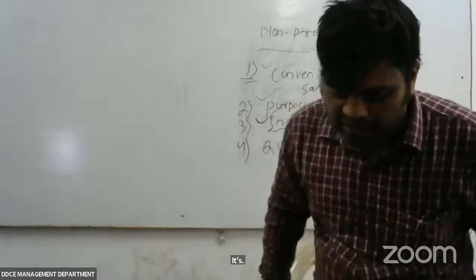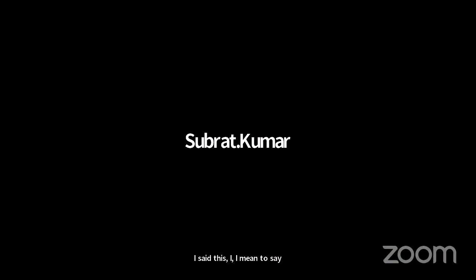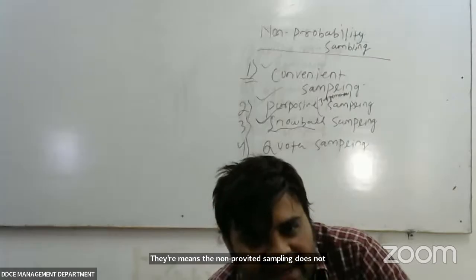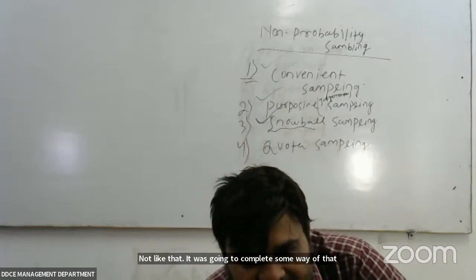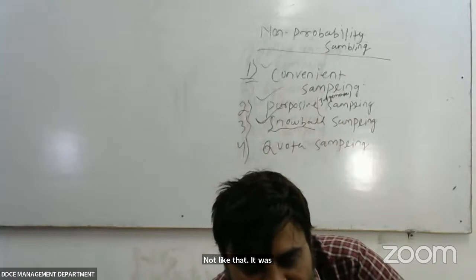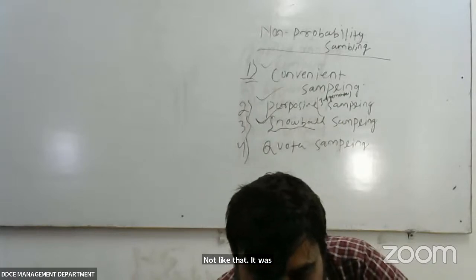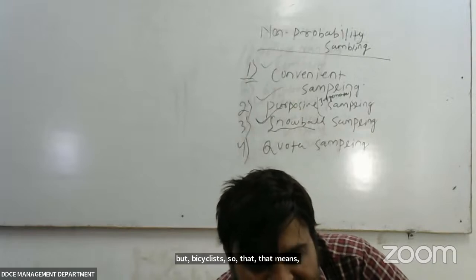Sir, that means non-probability sampling does not require any complete survey, correct? Not like that. There is also a complete survey in it, but there is some biasness. That means all respondents are not considered, unlike in probability. Non-probability is the method of selecting from the population using subjects.